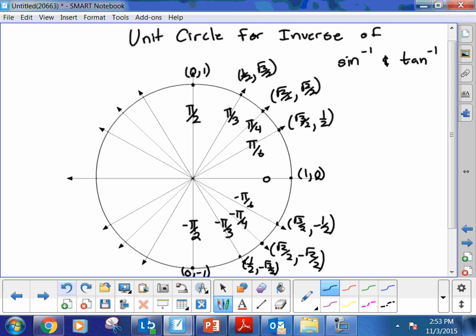Okay, now let me continue the process. Now let's write the tangent values. The tangent values are going to be here at 0. I'll make them in red too. This is square root of 3 over 3. This one is 1. This is square root of 3. This is undefined.